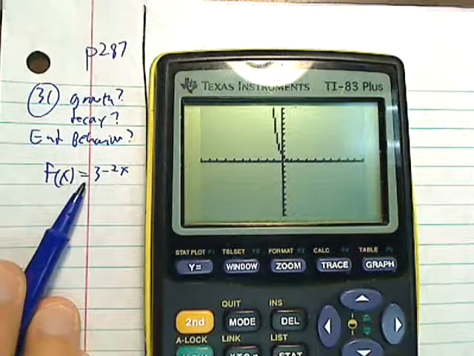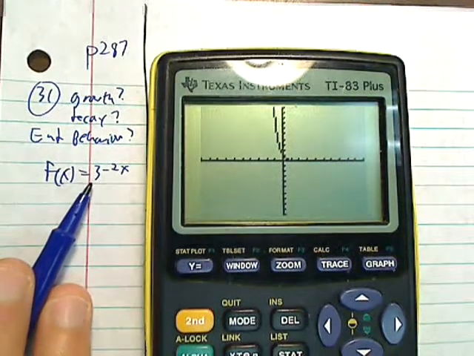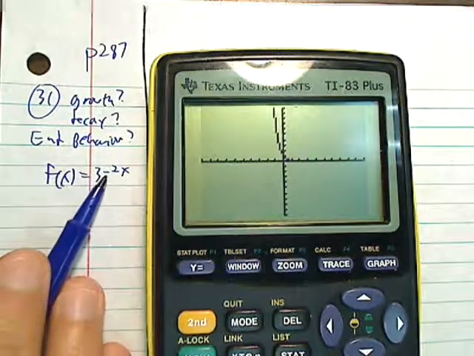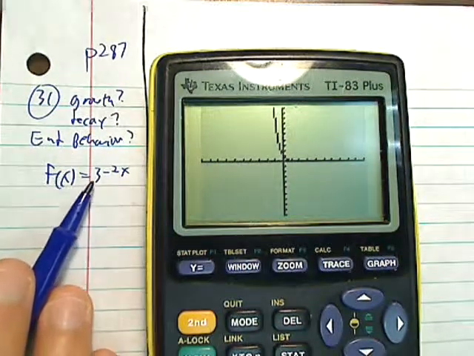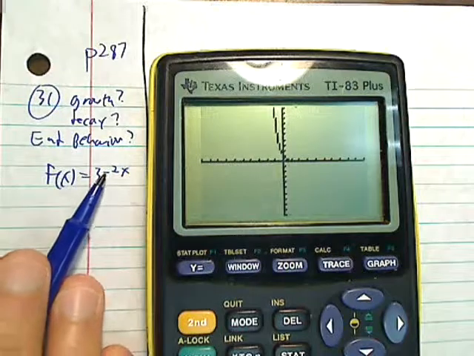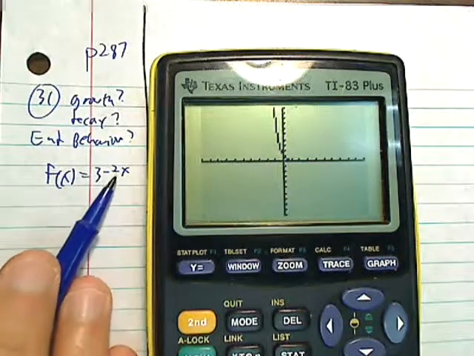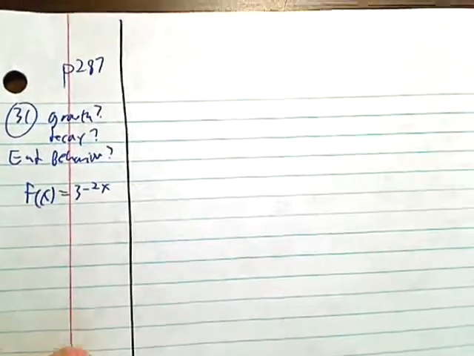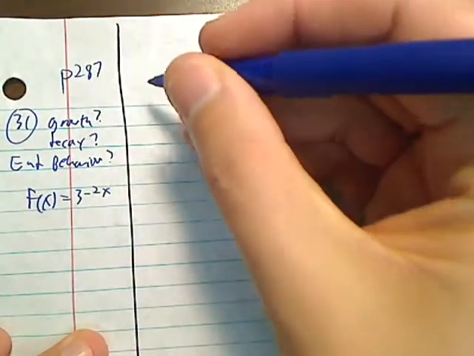The base here was 3, and so we would think that that would be growth because it's greater than 1. But if you take 3 to the negative 2 power, well, 3 to the second power is 9, and then a negative means the reciprocal. So this really means 1/9 here. That's why it's a decay function. Okay, so this is decay.